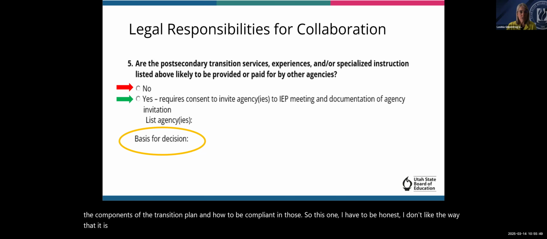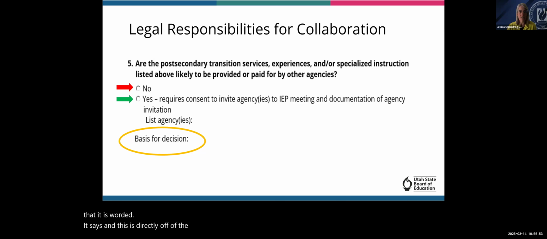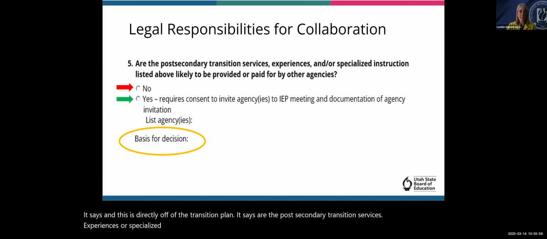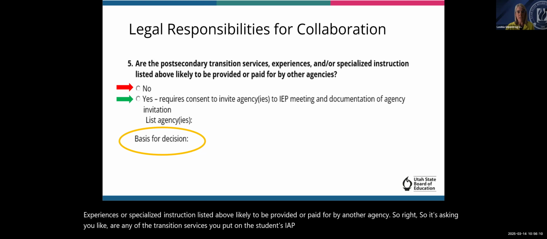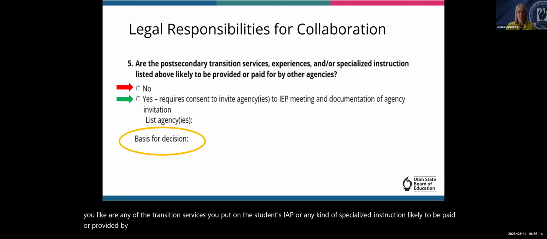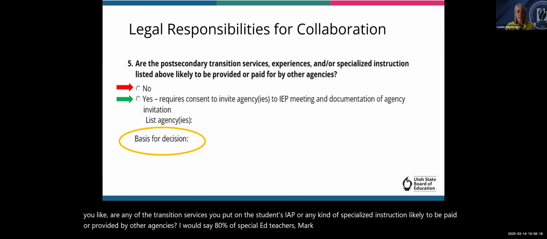It says, and this is directly off of the transition plan, "Are the post-secondary transition services, experiences, or specialized instruction listed above likely to be provided or paid for by another agency?" So, right, it's asking you, are any of the transition services you put on the student's IEP or any kind of specialized instruction likely to be paid or provided by other agencies? I would say 80% of special ed teachers mark this box no.